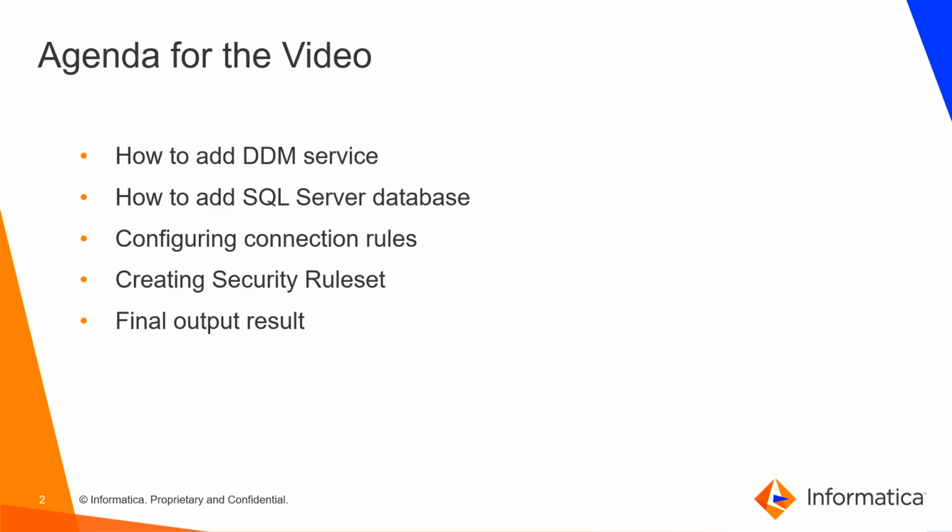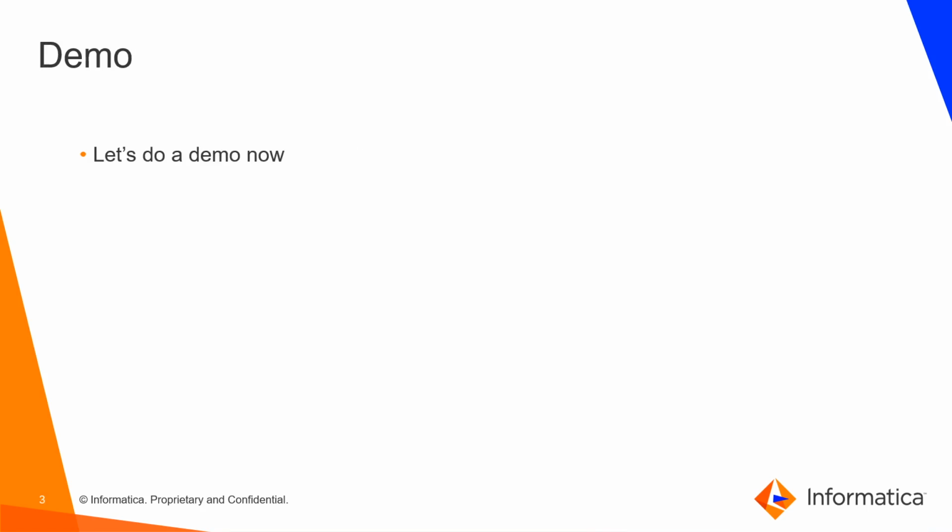Then connection rule we need to create. This connection rule will be used to switch the client request to the target database. Then security rules. This security rule set will have a masking function. That masking function will be applied on top of a table. Let's do a demo now.